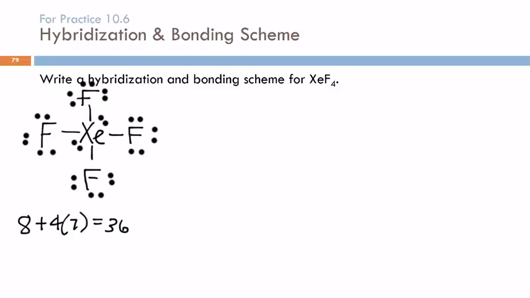6. 4 bonds and 2 lone pairs. So we have 6 electron groups. Wait, how is it 6 electrons? So 4 bonds and 2 lone pairs around the xenon. Okay.